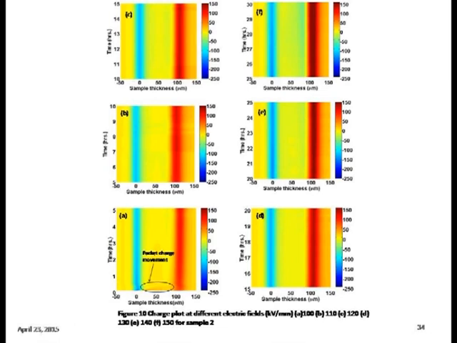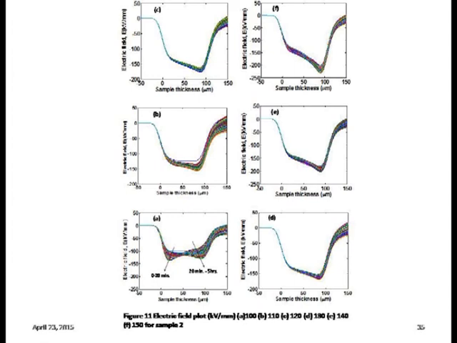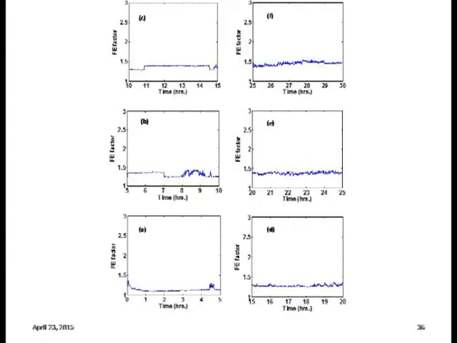These are the different electric field plots, the space charge plots and corresponding electric field plots. And this is the field enhancement factor. Field enhancement factor is defined as maximum field divided by average field. It is a very important consideration for insulation, right? If the field enhancement factor is high, then the insulation is not good for application.